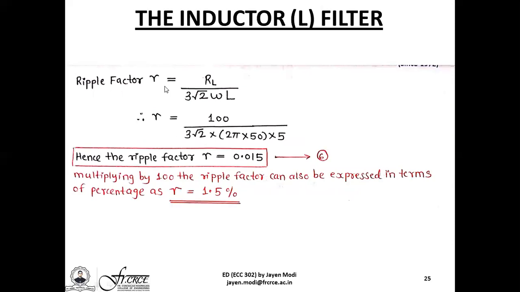Ripple factor gamma is given by RL divided by 3 root 2 omega L. So if we show one single step working, we get gamma is equal to 100 divided by 3 root 2 into (omega is simply taken as 2 pi f), so it's 2 into pi into f, that is 2 pi into 50 into 5. So we get the ripple factor gamma as 0.015. Now this is a completely dimensionless term. And if you multiply the above answer by the value 100, you can also express ripple factor in terms of percentage, given by gamma is equal to 1.5%.